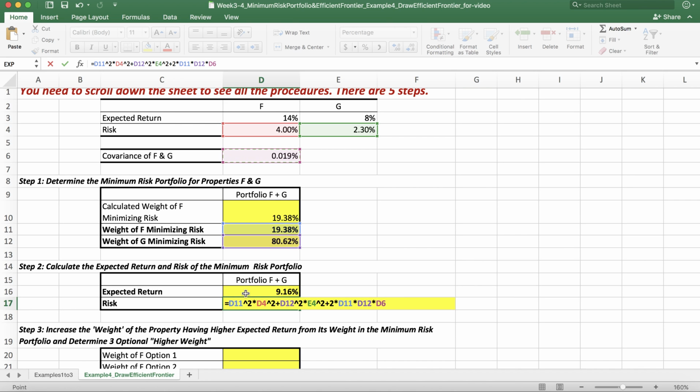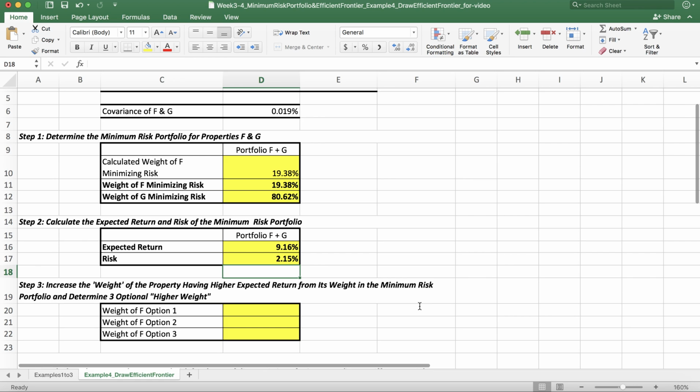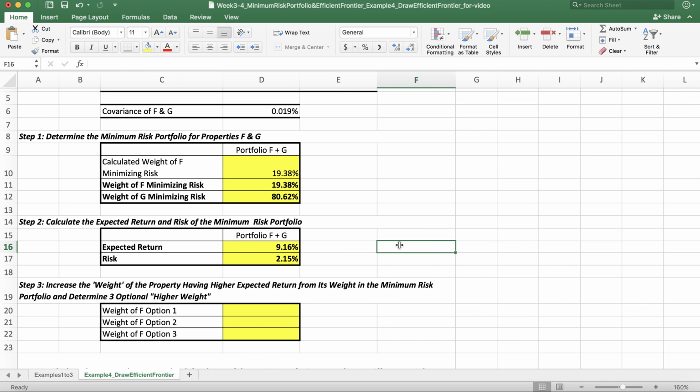Then, before we press enter, we need to take the square root for the overall term. So, raise it to the power of 1 over 2, or 0.5. Then we have the risk for this minimum risk portfolio. So we have decided the risk and expected return for this minimum risk portfolio. Right, so we have achieved that.